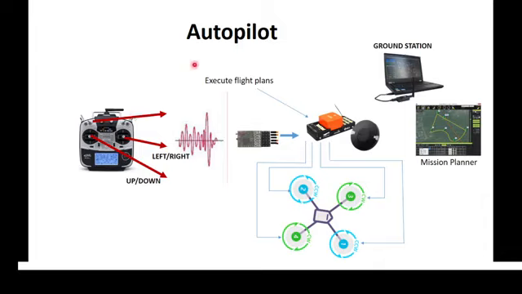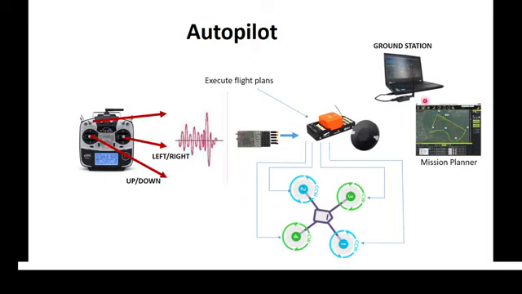Some flight controllers are really sophisticated. This is the case of an autopilot. Besides doing everything we have just explained, the autopilot is able to execute autonomously a flight plan, moving the drone along a series of geolocalized points without intervention of the drone operator.